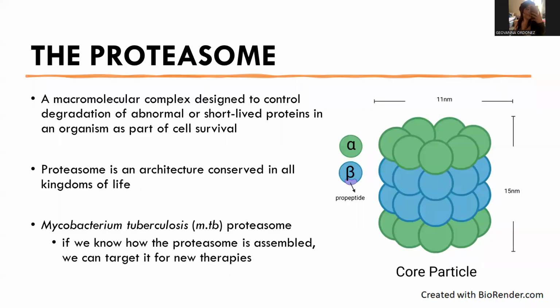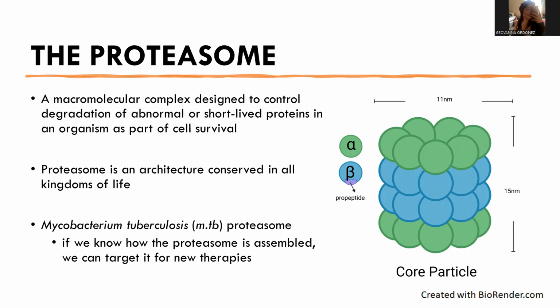The proteasome is a macromolecule complex designed to control the degradation of abnormal or short-lived proteins in an organism as part of its cell survival. This barrel-like structure is composed of a heptameric alpha in green and heptameric beta in blue subunits. Degradation occurs in the middle beta region. However, this catalytic portion is protected by propeptides during the assembly process.